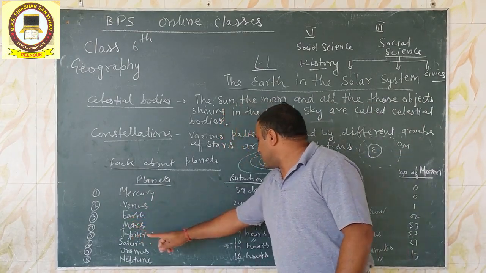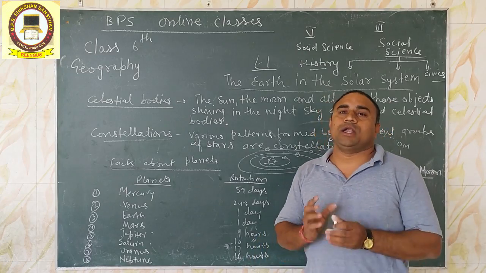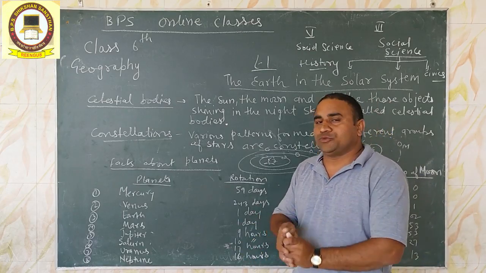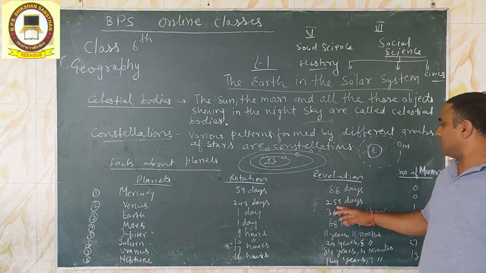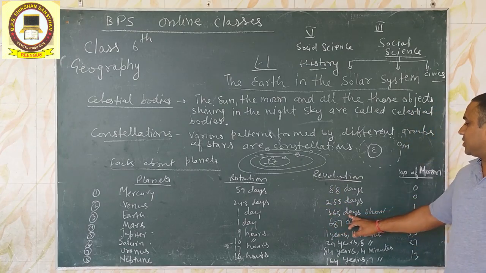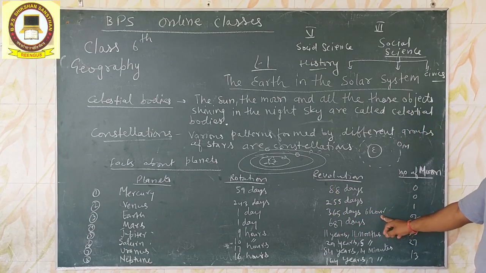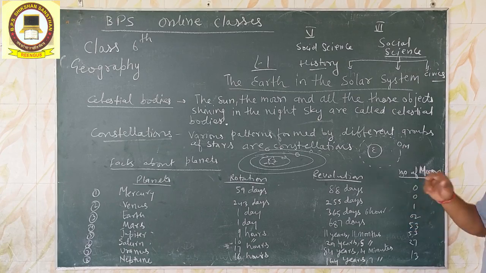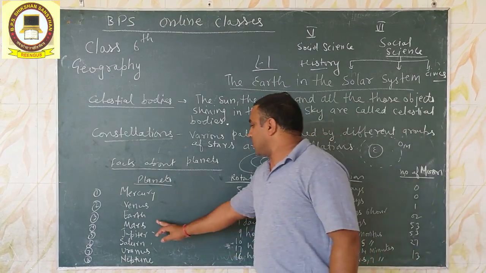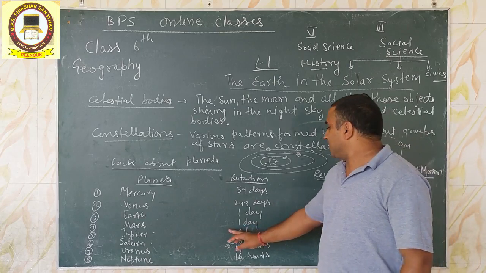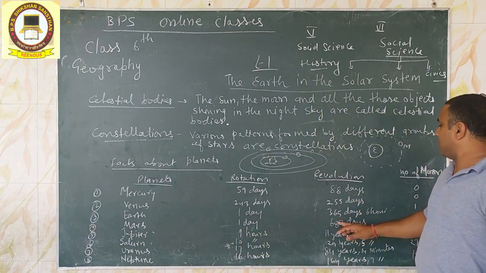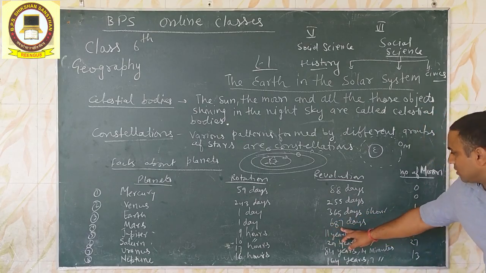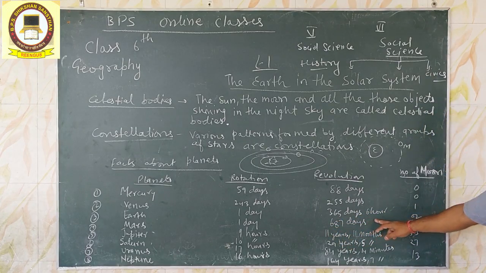Next one is Earth. Earth takes 1 day, which means 24 hours, to spin on its axis, and its revolution period is 365 days and 6 hours. It has 1 moon. We can see it in the night. Now other is Mars. Mars takes 1 day for rotation, same as the Earth, and it completes its revolution in 687 days, and it has 2 moons.